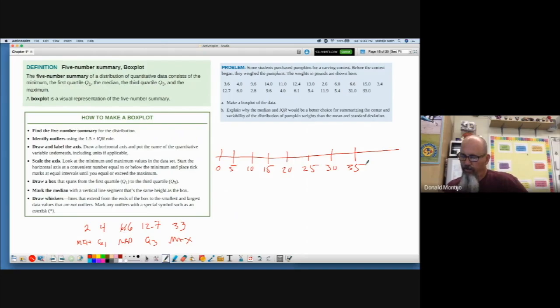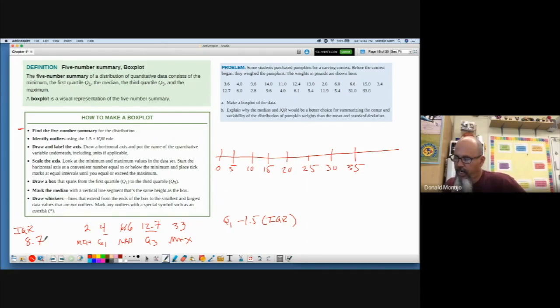So first, find the 5-number summary. We've done that. Identify any outliers. Whoops, we didn't do that yet. So are there any outliers in this data set? An outlier would be any number less than Q1 minus 1.5 times my IQR. So what is my IQR? For this problem, my IQR is 12.7 minus 4. So my IQR is 8.7.